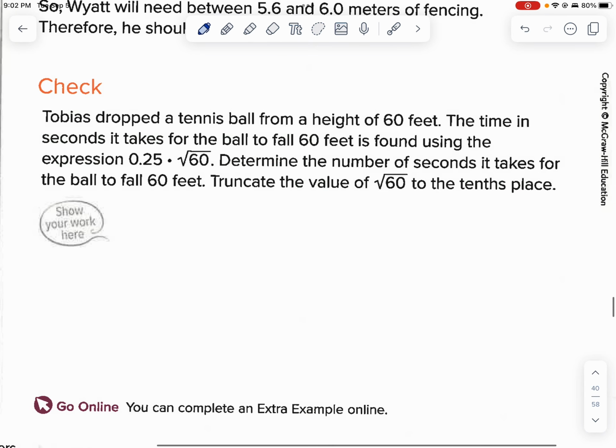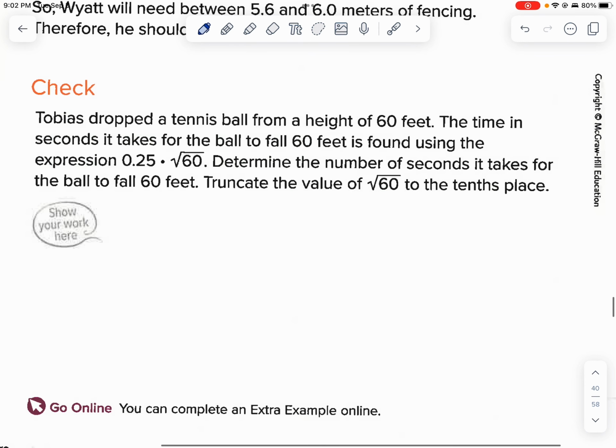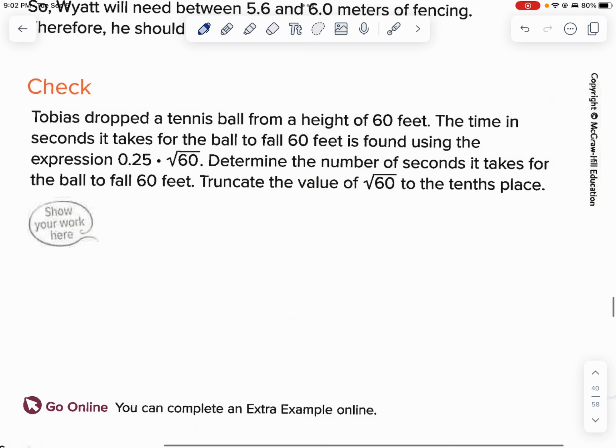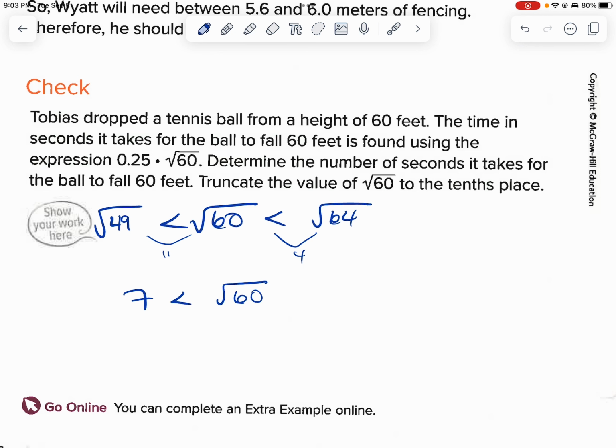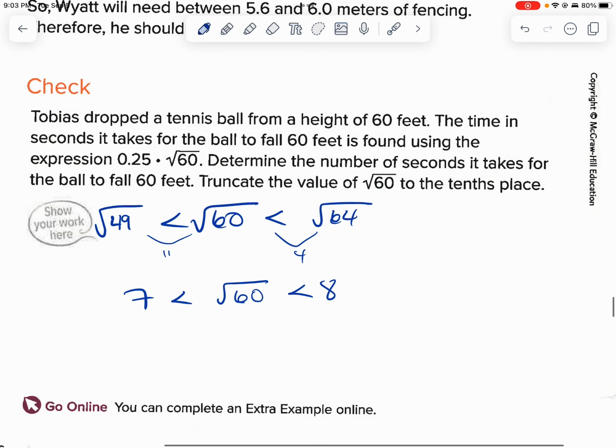Tobias dropped a tennis ball from the height of 60 feet. The time in seconds it takes the ball to fall 60 feet is found by using the expression given. Determine the number of seconds it takes for the ball to fall 60 feet. So we need to do the square root of 60, and that's going to be between 49 and 64. So this is 11 away, this is 4 away. So it's going to be somewhere in between that. So 7 is less than the square root of 60, which is less than 8. So I'm going to say it's approximately 7.8.